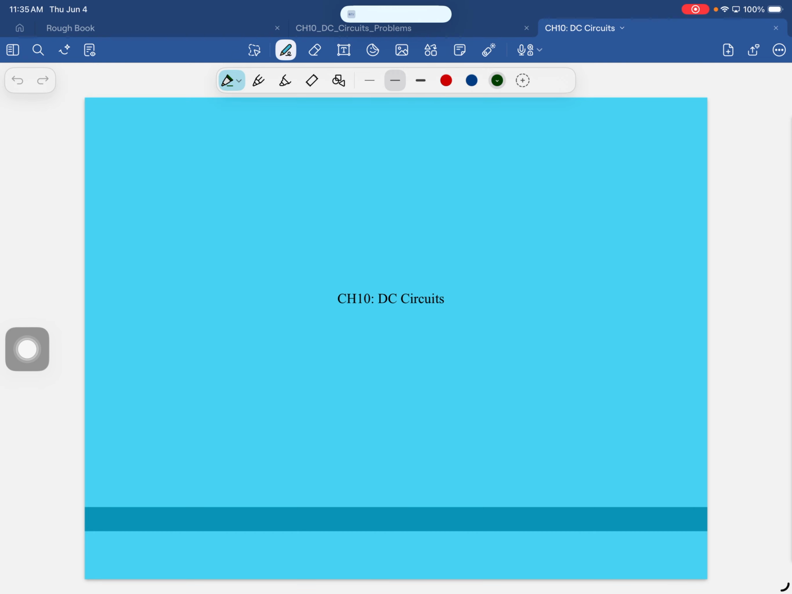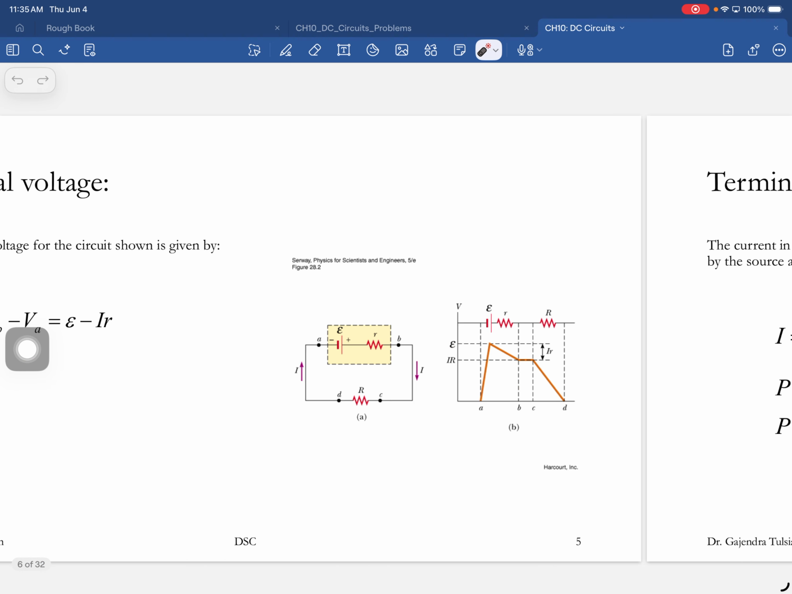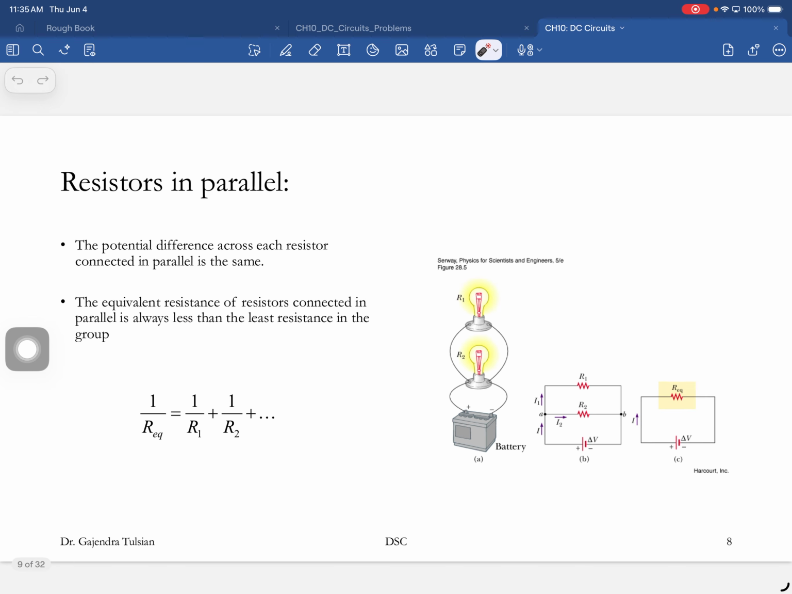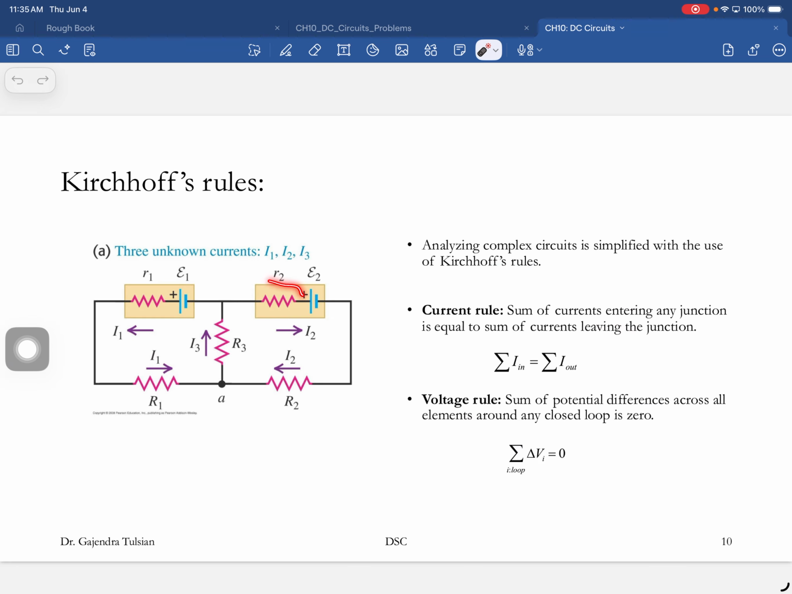We're doing chapter 10 today, and this is DC circuits. DC means direct current circuits. So we will learn... our goal will be the following. We'll have circuits like this.